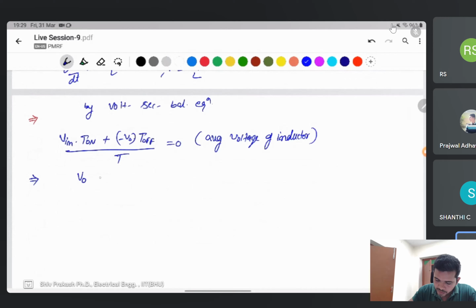Then what is the V naught? V naught, if you find there, T naught goes to that side 0, and V output is V in into T on divided by T off.